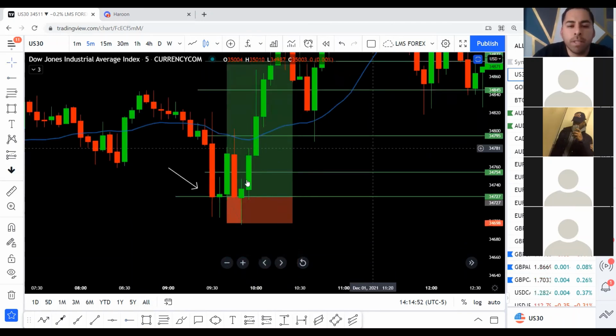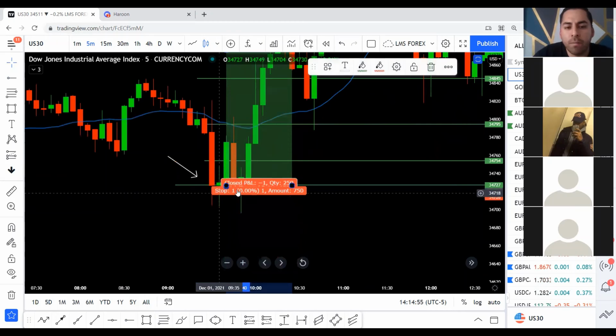I'm trailing my stops. If the price hits my take profit 1, I move my stop to break even. Once the price reaches take profit 2, I move my stop to take profit 1. So if the price decides to come down, it will stop me out at that take profit, not at my stop loss. It will be around this area.